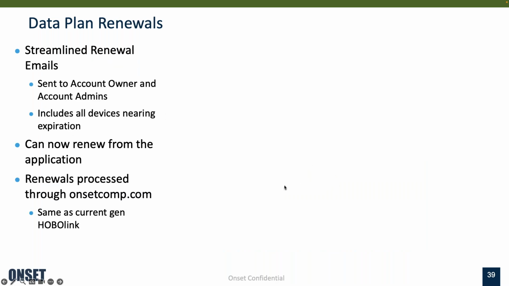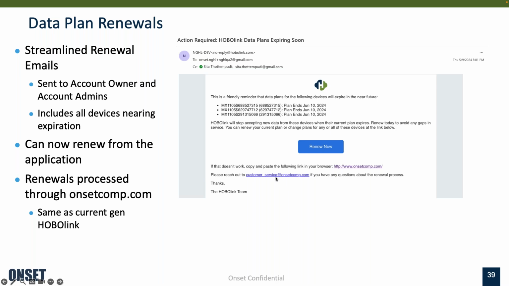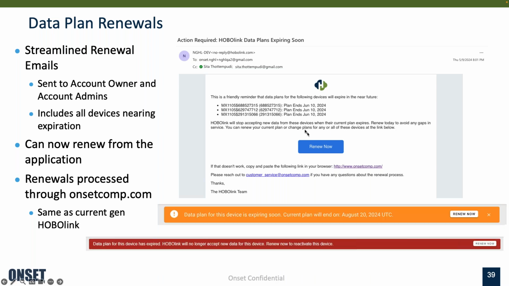We've streamlined the renewals process. So I think we send a few too many emails out of the current system. You get one email per device. So to be kind to your inbox, we're going to start collecting those all in one email. At the same frequency that you receive emails today, you'll continue to receive emails, but you'll get one that lists all of your devices that are going to expire in the near future. You'll see the same Renew Now button that you see in the current system. That'll take you over to our e-commerce site, onsetcomp.com, to process that renewal. You'll also see the same information right within HOBOlink.